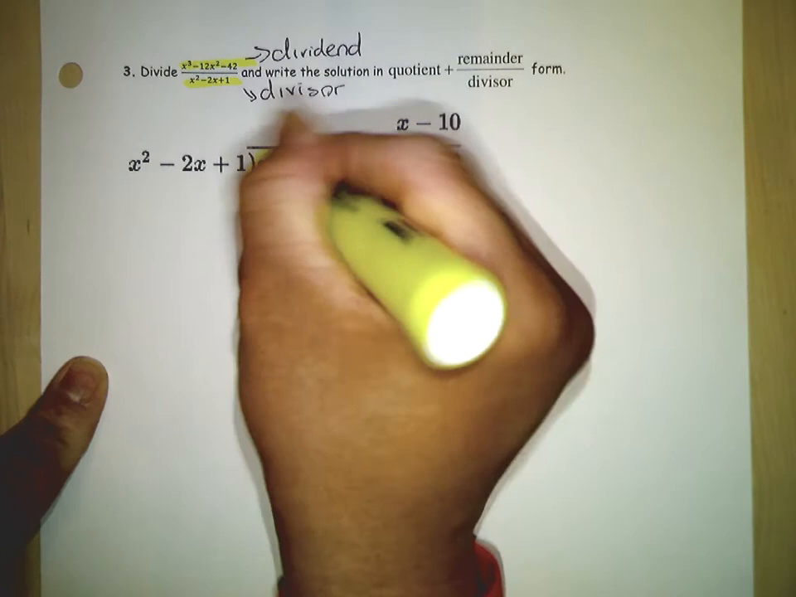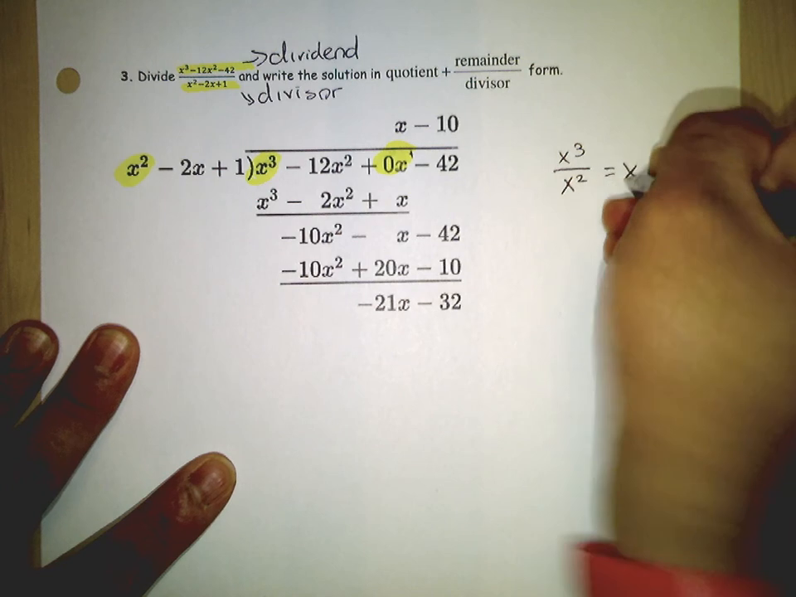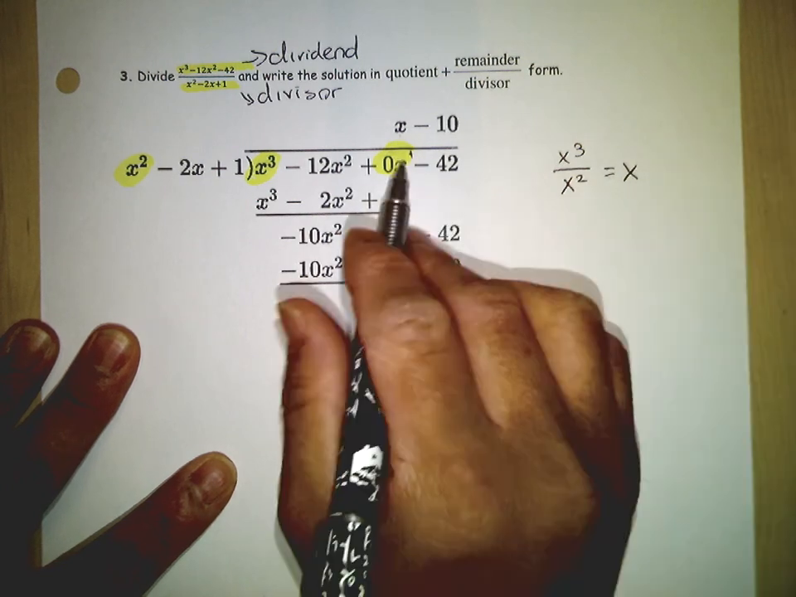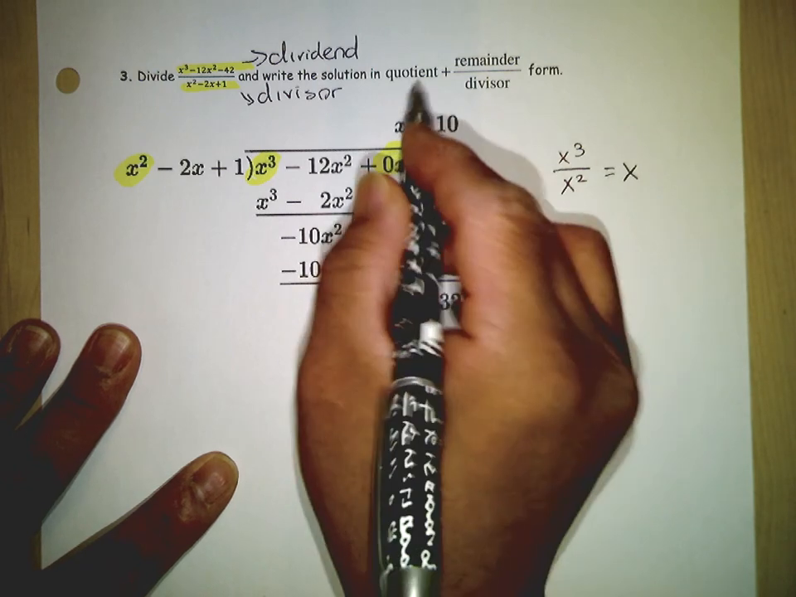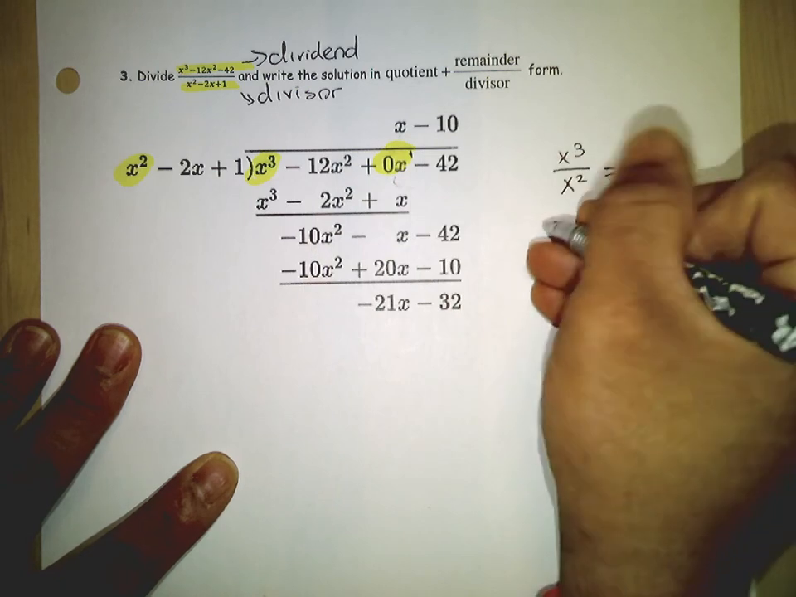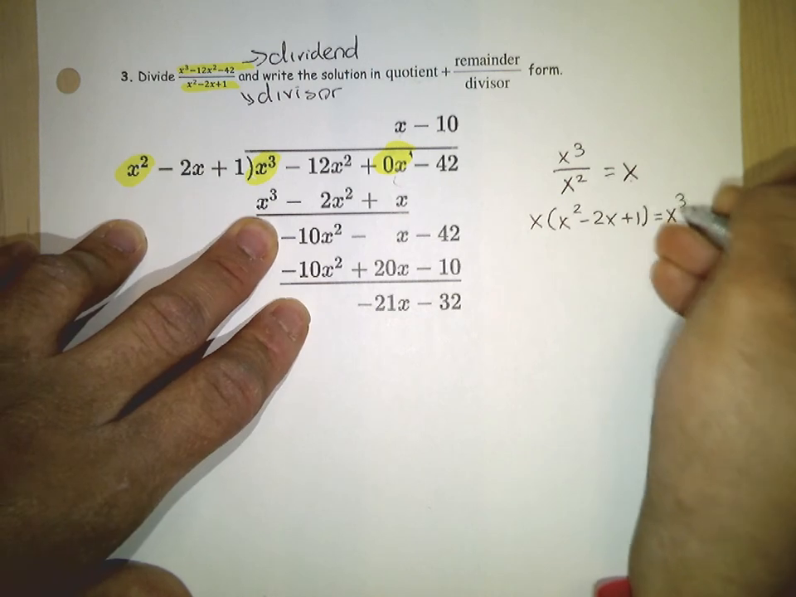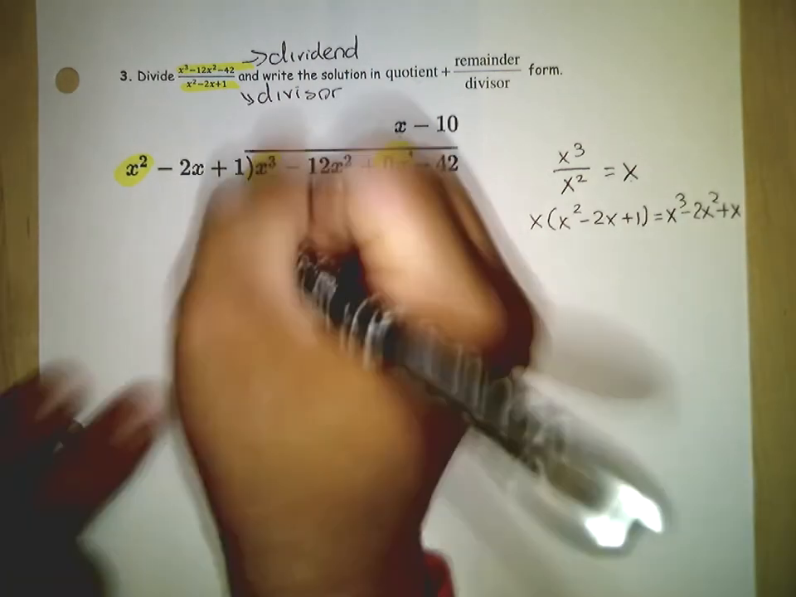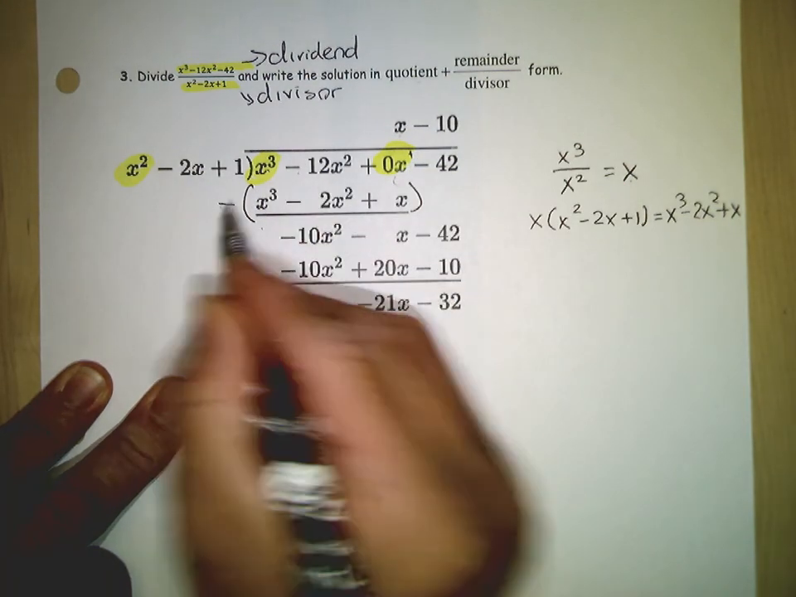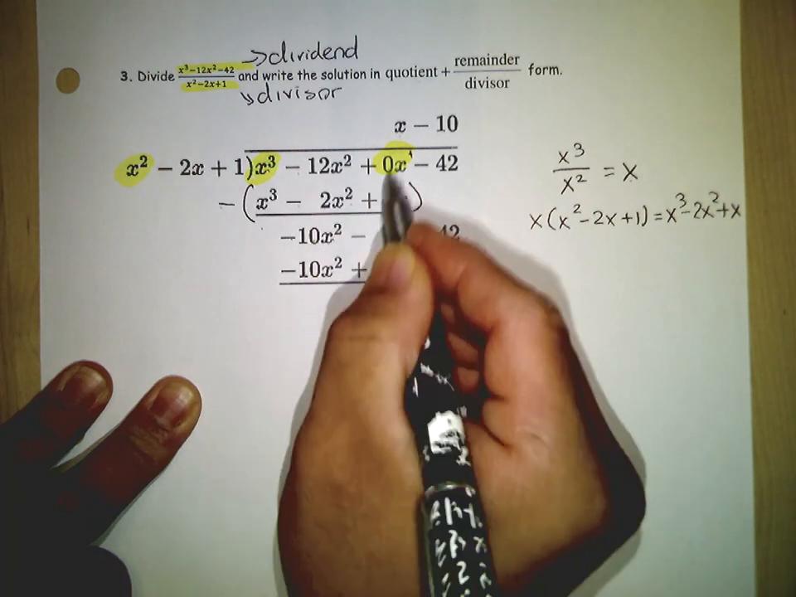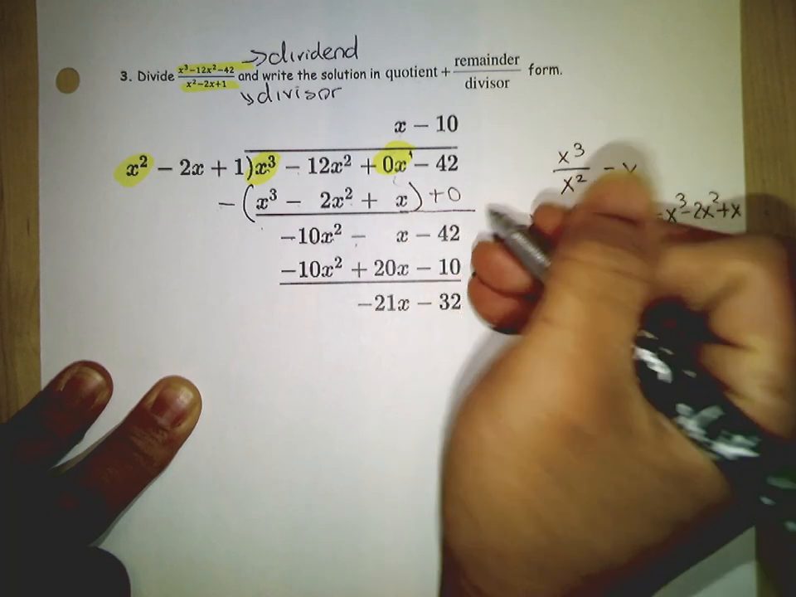You start with the leading terms, x to the third divided by x squared is x, and I'll line the x above the x here. So even though I had 0 x's to begin with, there is an x in the final quotient, the final answer here. Then I take x times the divisor, x squared minus 2x plus 1, that's x to the third minus 2x squared plus x. Then I subtract: x to the third minus x to the third, 0; negative 12x squared minus a negative 2x squared is negative 10x squared; 0 minus x is negative x, and then this is, of course, plus 0, so I bring down the negative 42. Then I start over.